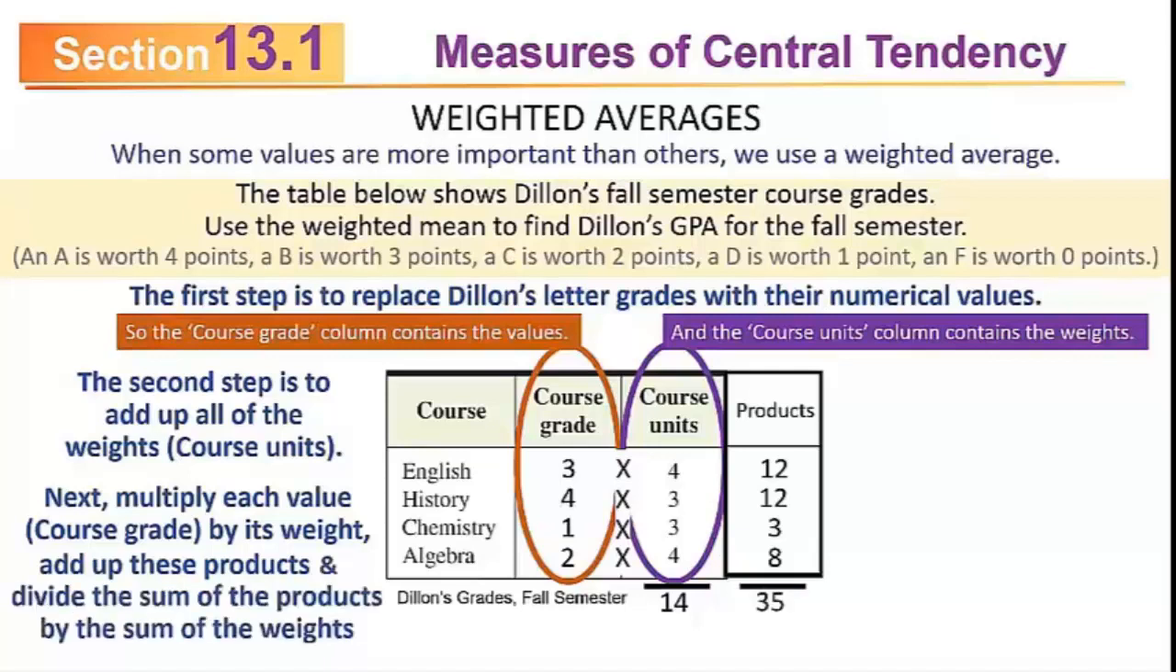And finally, you take the sum of the products in that product column, the last column, and divide by the sum of the course units. In other words, the sum of the weights. So the GPA is 35 over 14. If you divide that out, you get 2.5. So Dylan had a 2.5 GPA in the fall semester.